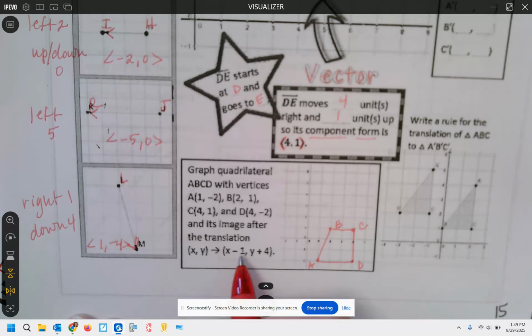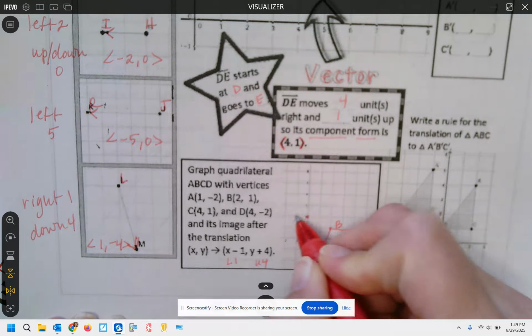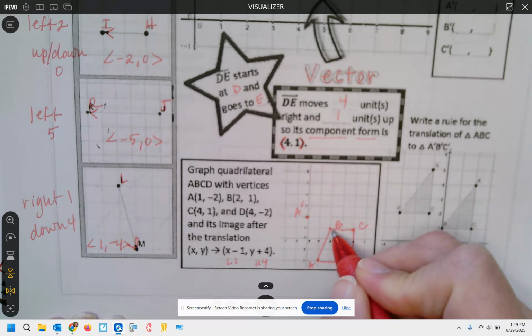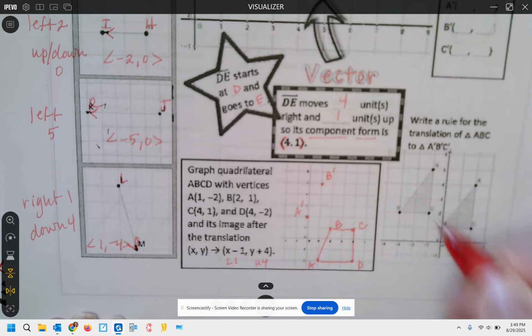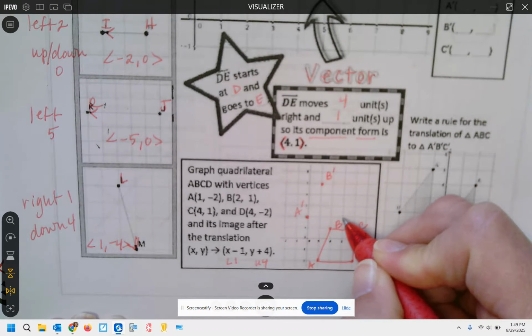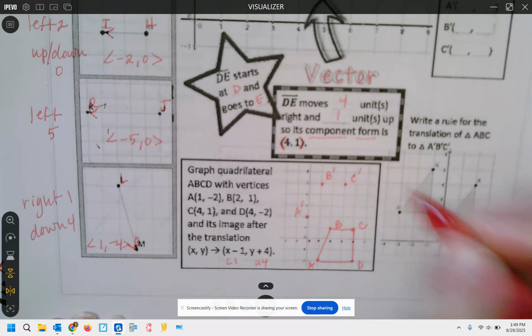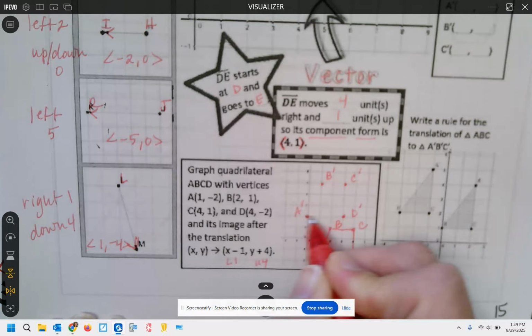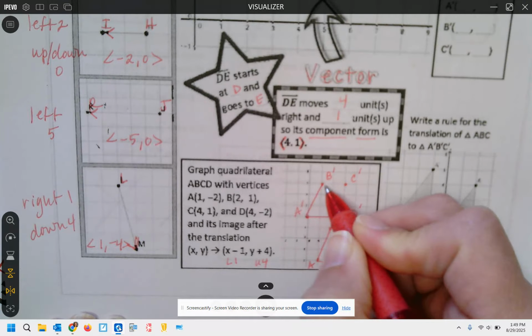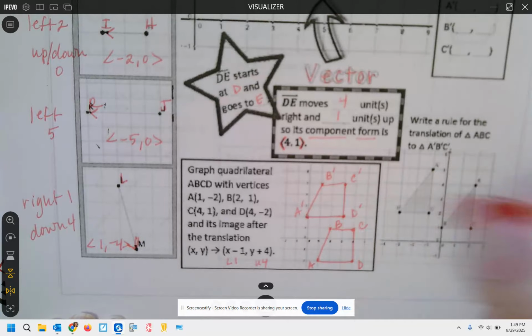Since it's x minus 1, that's taking every point left 1, and y plus 4 would go up 4. So if I start with A, left 1, up 4, this would be A prime. B, left 1, up 4, there's B prime. C, left 1, up 4. D, left 1, up 4. So here is the new image, A prime, B prime, C prime, D prime.